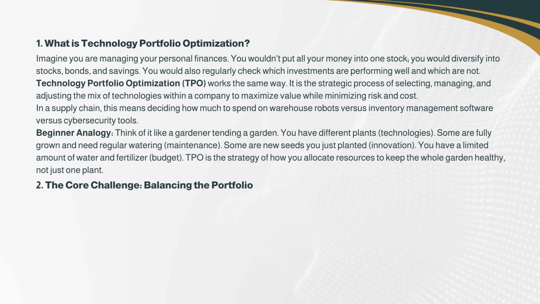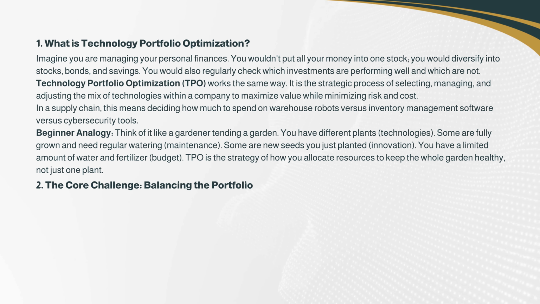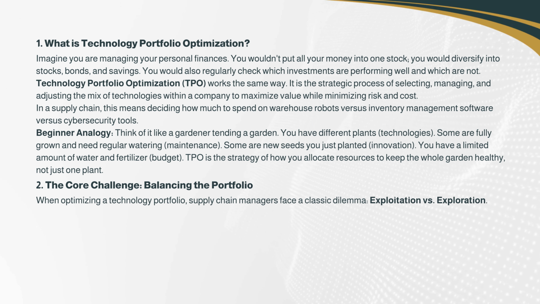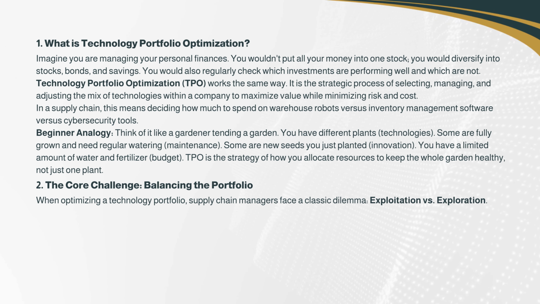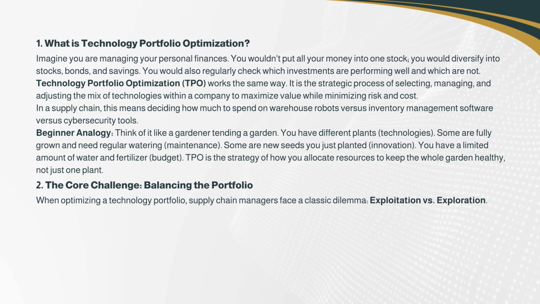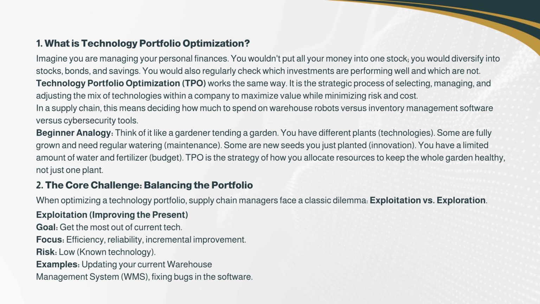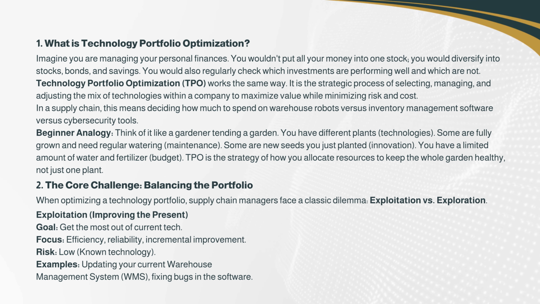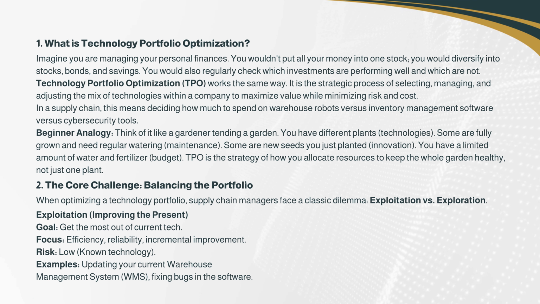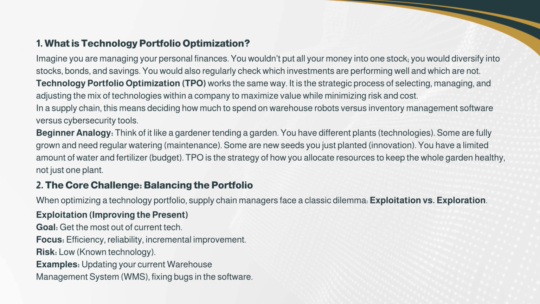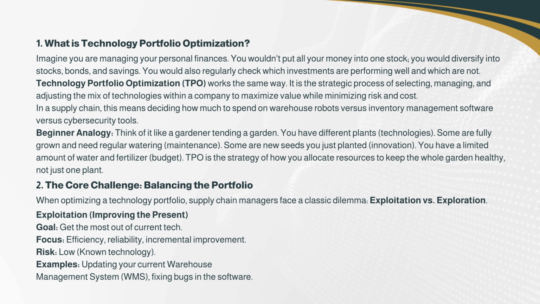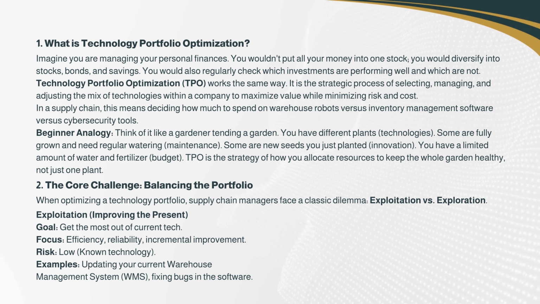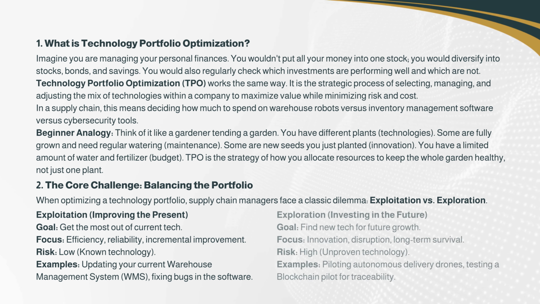2. The core challenge. Balancing the portfolio. When optimizing a technology portfolio, supply chain managers face a classic dilemma: exploitation versus exploration. Exploitation, improving the present. Goal: get the most out of current tech. Focus: efficiency, reliability, incremental improvement. Risk: low, known technology. Examples: updating your current warehouse management system, WMS, and fixing bugs in the software.